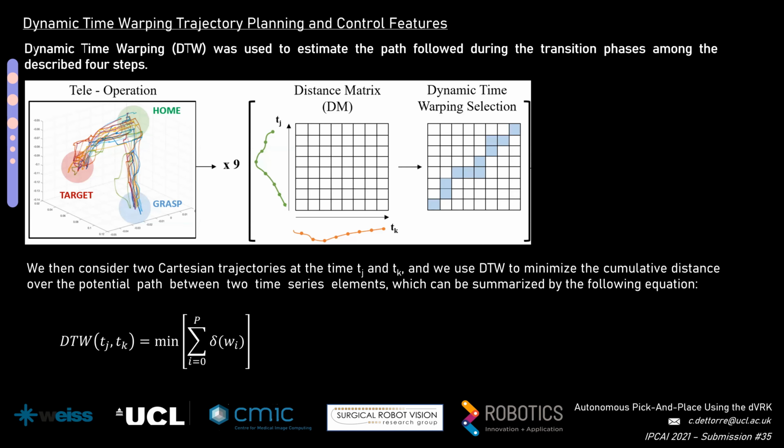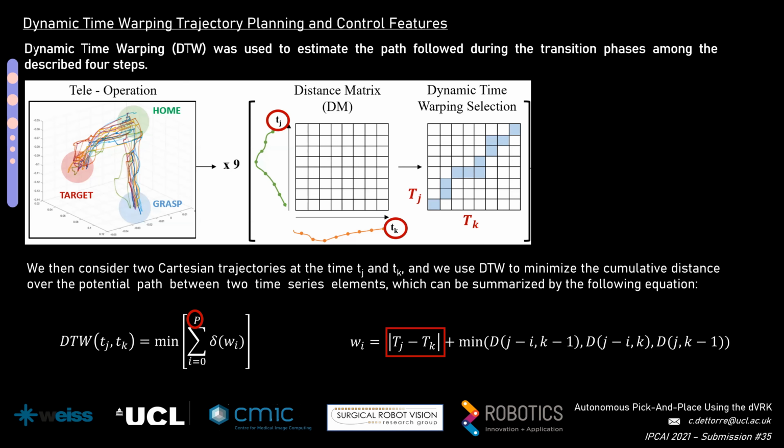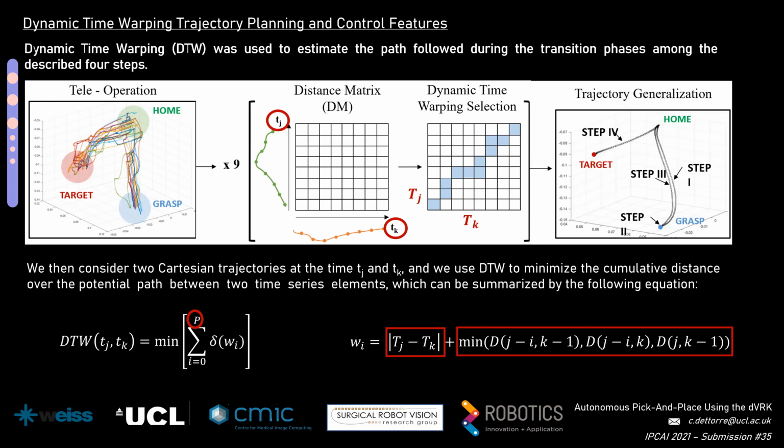We then take two of these trajectories at a time and minimize the distance between them using the following dynamic time warping formulation, where specifically Wi are the elements of the distance matrix and P is the dimension of each trajectory. Each element of the matrix is computed as follows, where capital TJ and capital TK are the selected pair from the trajectory, and D represents the values coming from the previous computation. Combining together these two pipelines, we were able to completely generate the final trajectory.